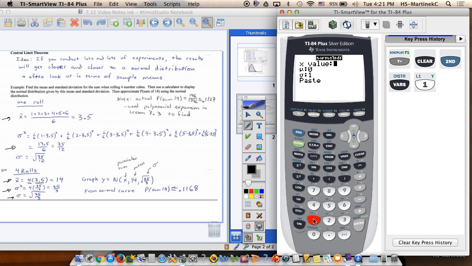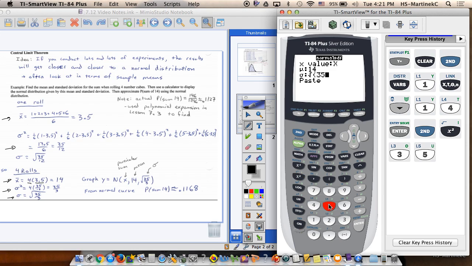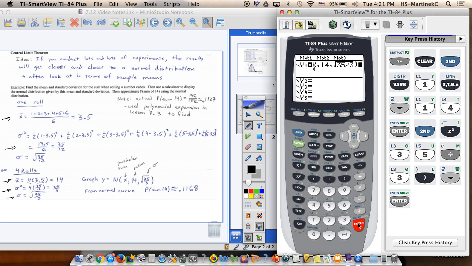If you have the updated software, it's going to give you a screen that looks like this. The X value is the particular value you're looking at. We'll call this X for now, so it can find different values. Our mu and mean are the same thing. In this case, our mean value is 14, and our standard deviation is the square root of 35/3. And then we're going to go to paste. So that's been pasted into our Y1.